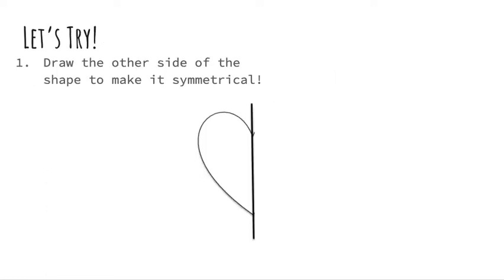Next, let's try. We want to draw on the other side of the shape to make it symmetrical. So go ahead and draw this shape and draw the line of symmetry. It looks like it's half of a heart. Next, I want you to go ahead and draw the other half of the heart. And if I'm going too fast, just pause the video. All right, I drew the other half and it looks like this. It's exactly symmetrical. Anything that goes on one side has to go on the other side.